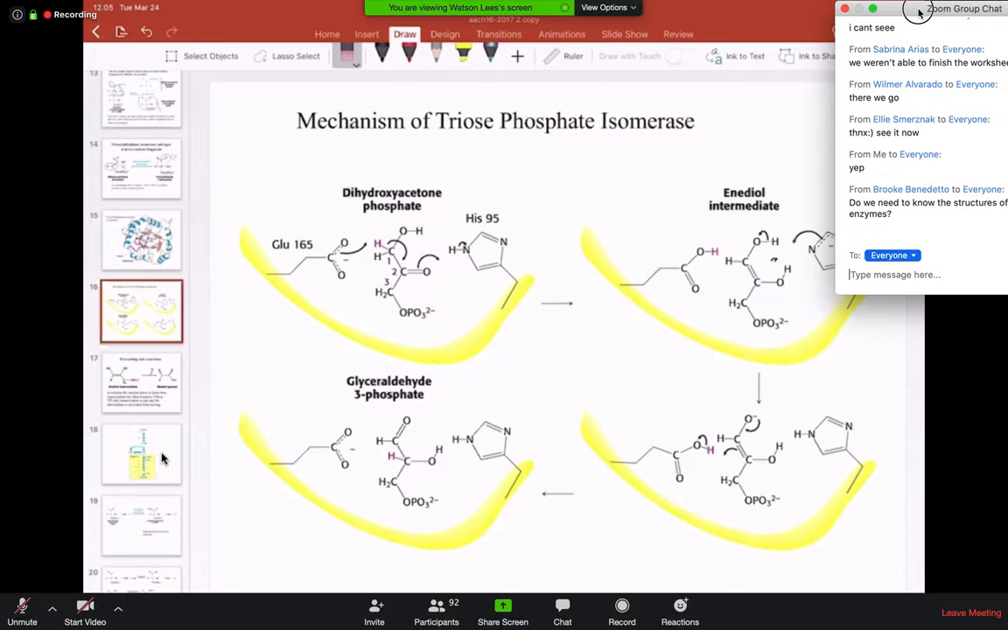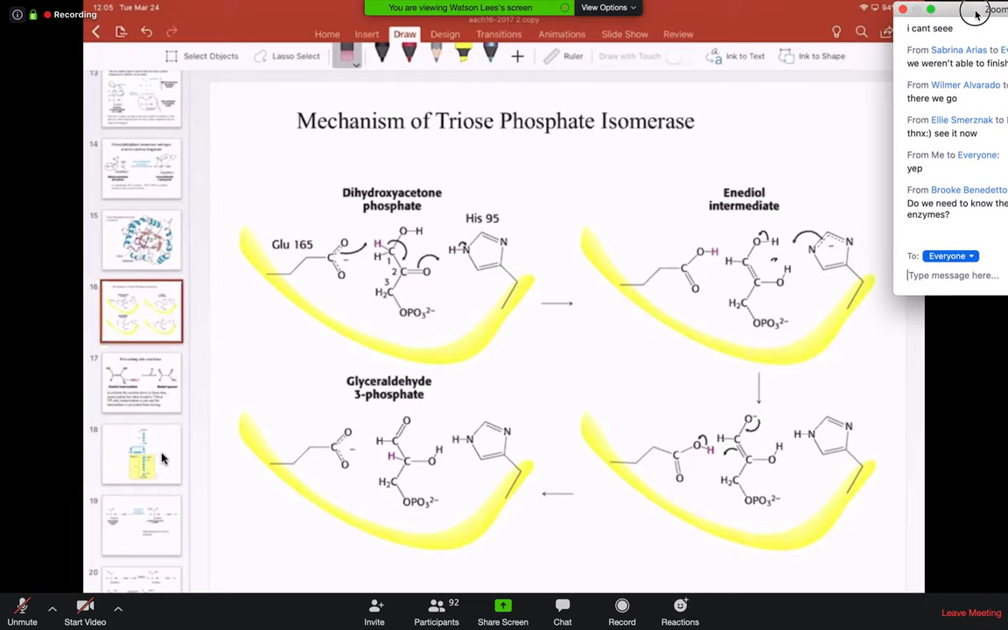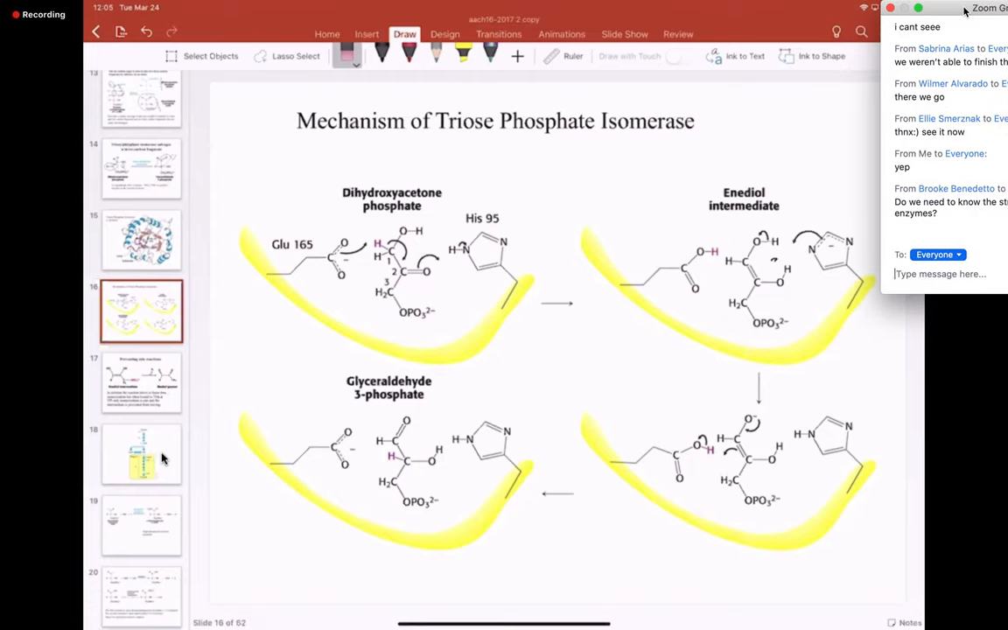Do you need to know the structures of the reagents and enzymes? Again, this yellow portion is the enzyme, so this would be the actual enzyme itself. Generally, we just ask that you put a base and an acid. But if you want to draw the whole thing, that would be very helpful, and that would certainly look better in terms of drawing the actual enzyme structure.